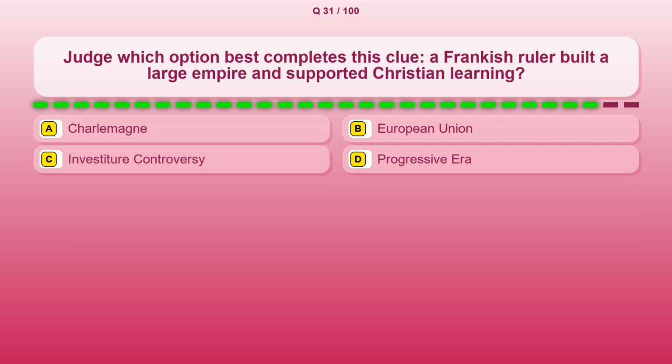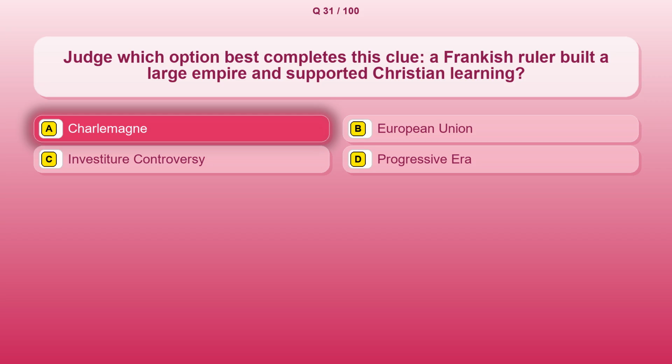Question 31. Judge which option best completes this clue. A Frankish ruler built a large empire and supported Christian learning. Option A, Charlemagne. Option B, European Union. Option C, investiture controversy. Option D, progressive era.